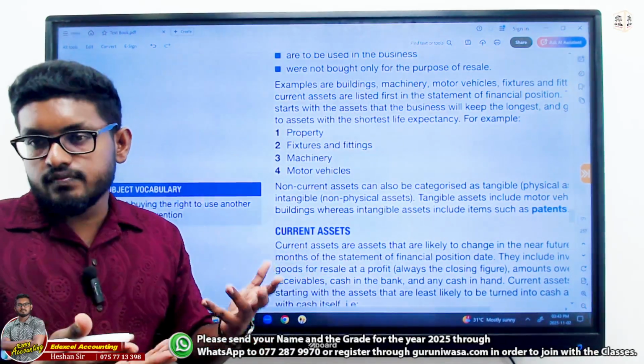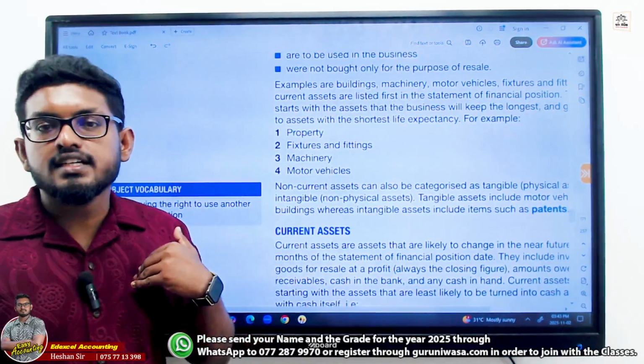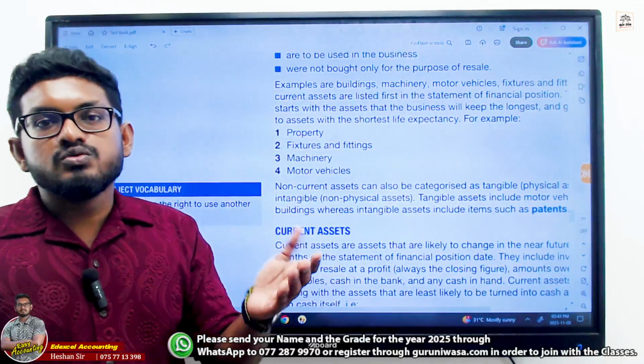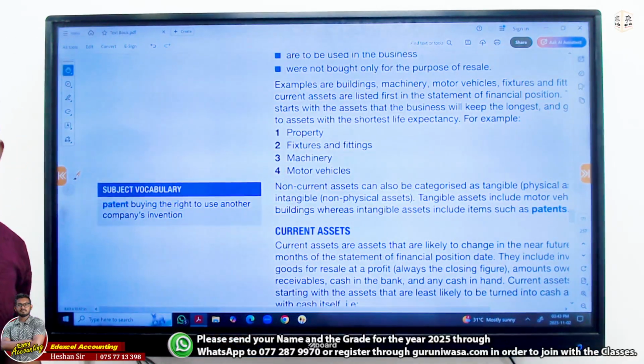You can sell it. When someone buys that patent, you need to pay some amount. That is the term called patent. Understand?